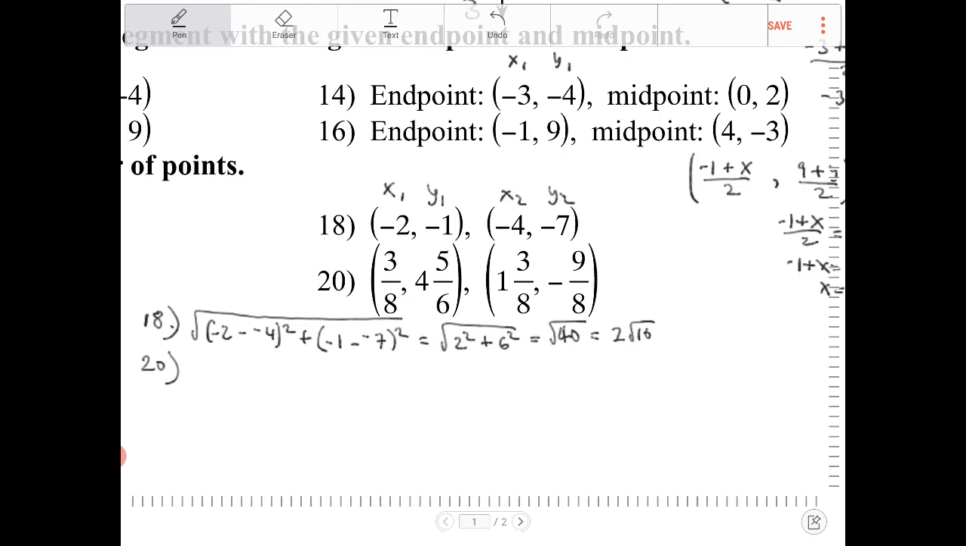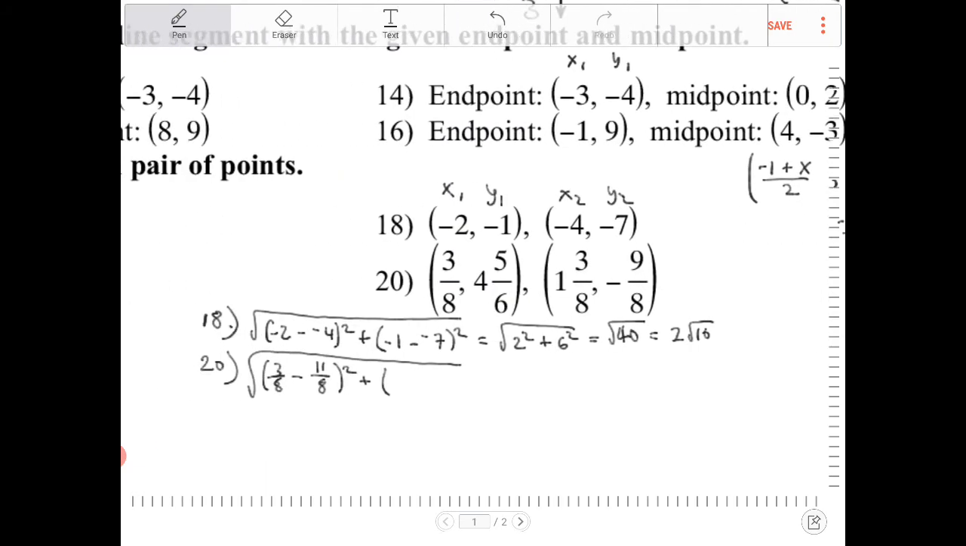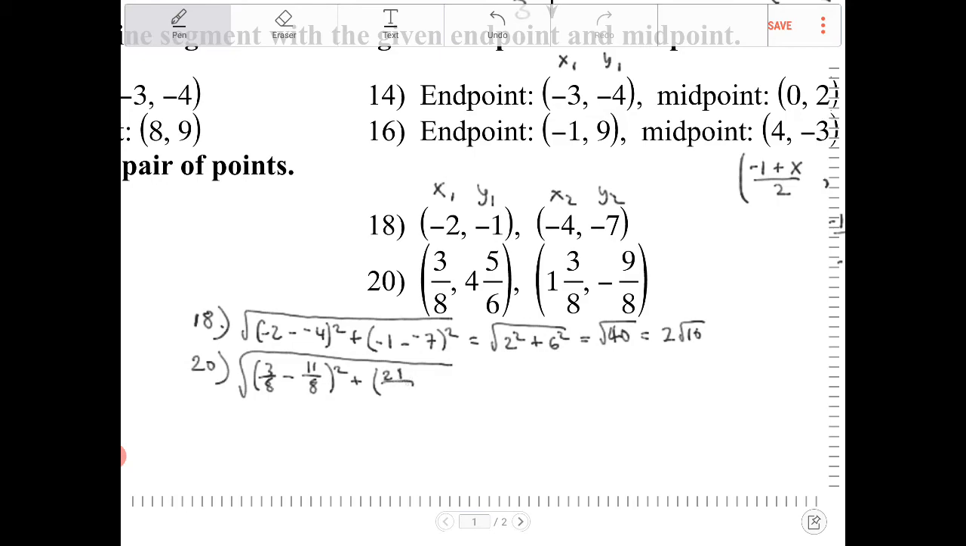3/8 and 1 3/8. So this is going to be 3/8 minus 1 3/8. I want to convert that into an improper fraction, so that would be minus 11/8. 4 and 5/6 is 29/6. Minus negative 9/8, quantity squared.